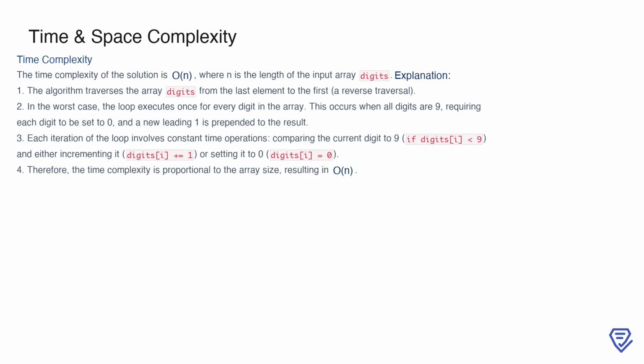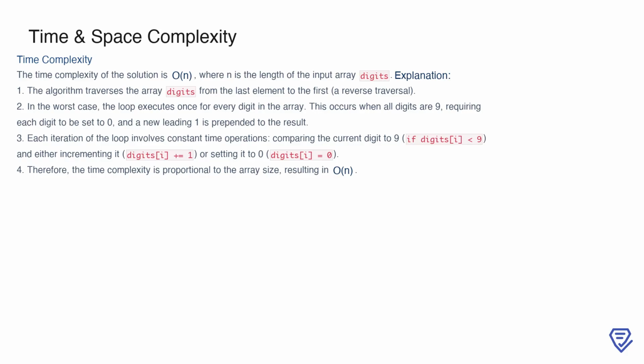The time complexity of this solution is O(n), where n represents the length of the input array digits. This is because the algorithm processes the array in reverse order, starting from the last digit and working its way to the first. In the worst-case scenario, if every digit in the array is a 9, the loop will execute once for each digit. This is necessary because all 9s need to be set to 0, and a new leading one must be added to the result.